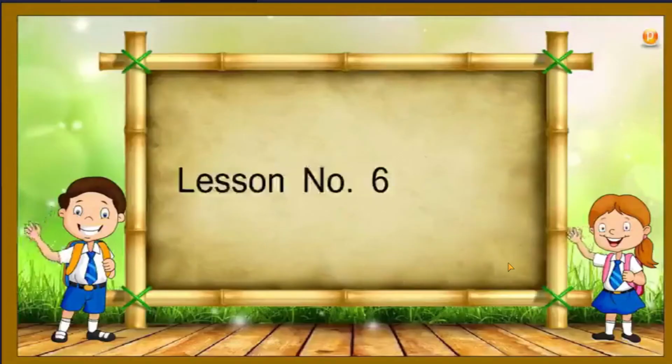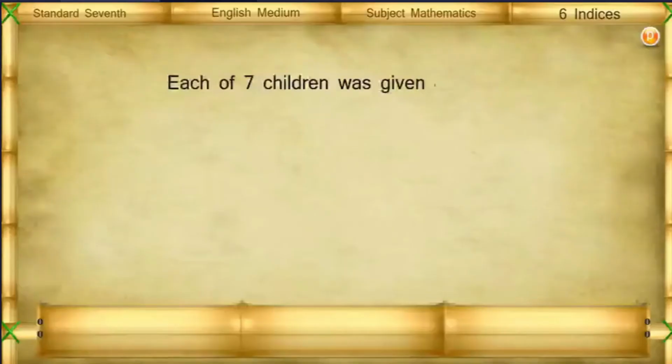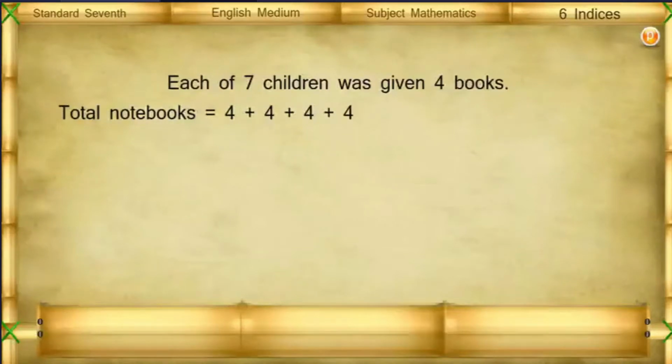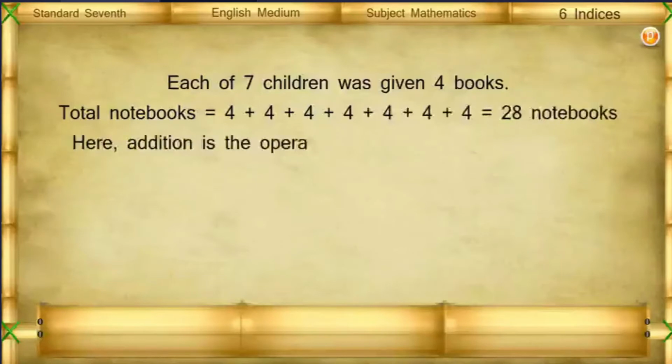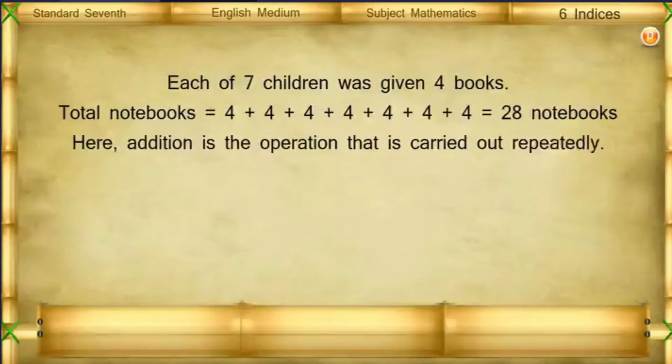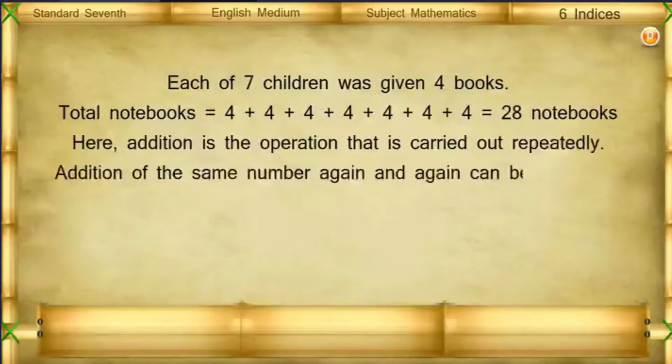Lesson number 6. Indices. Each of 7 children was given 4 books. Total notebooks is equal to 4 plus 4 plus 4 plus 4 plus 4 plus 4 plus 4, which is equal to 28 notebooks. Here, addition is the operation that is carried out repeatedly. Addition of the same number again and again can be shown as a multiplication.